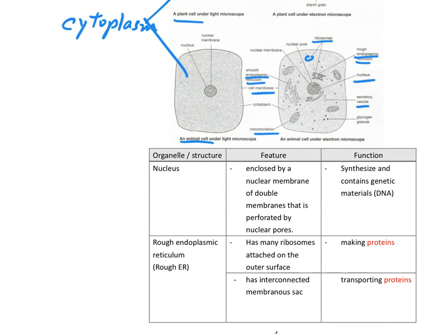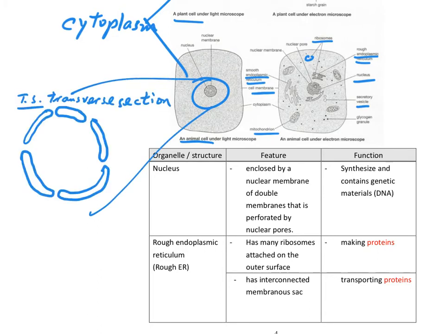Now we go into different structures in detail. The nucleus is a spherical structure bounded by a double membrane called the nuclear membrane. I will try to draw this out for you. This is a transverse section, TS, of the spherical nucleus. There are pores on the surface of the nuclear membrane, which is a double membrane.